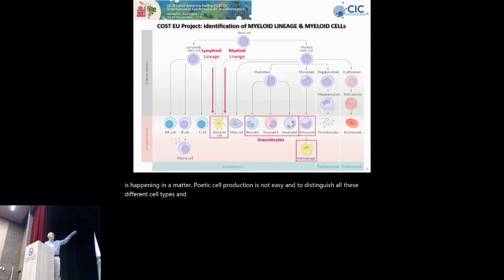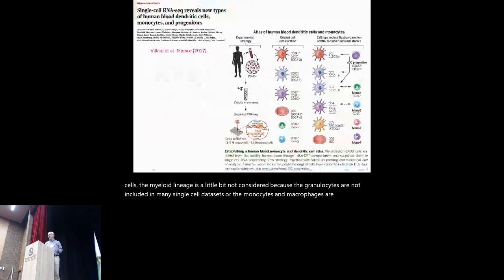For example, we were talking the other day about the different subtypes of dendritic cells coming from the lymphoid lineage or the myeloid lineage. And also we are collaborating in a COS project, because many times, in many studies, when we study hematological or immune cells, the myeloid lineage is not considered, because the granulocytes are not included in many single cell data sets, or the monocytes and macrophages are many times confused with dendritic cells and things like that.